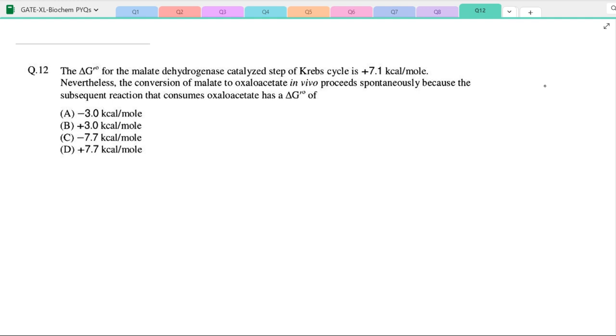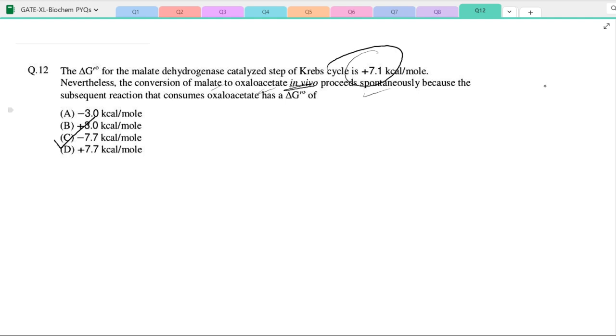So in this group of options, the correct answer here would be option C, that is minus 7.7, because minus 7.7 is more negative than plus 7.1. That's obvious. As a result, if you combine the two delta G naughts together, you will get minus 0.7, and that makes this reaction spontaneous in vivo without the need for any further steps. So that is the reason why the correct answer here is option C, because here the conversion of malate to oxaloacetate in vivo is spontaneous.